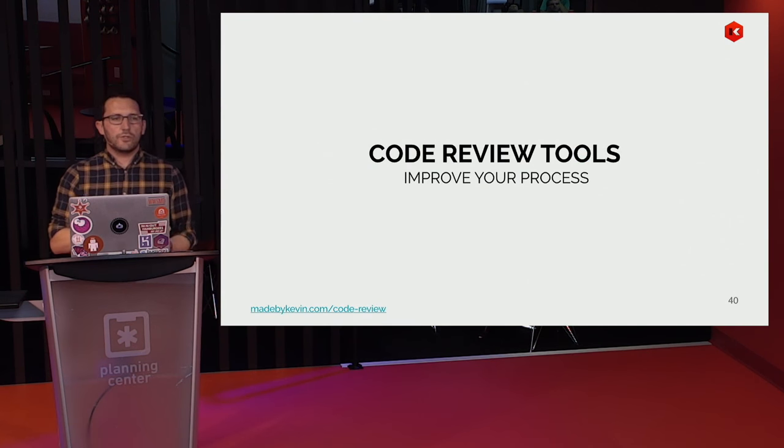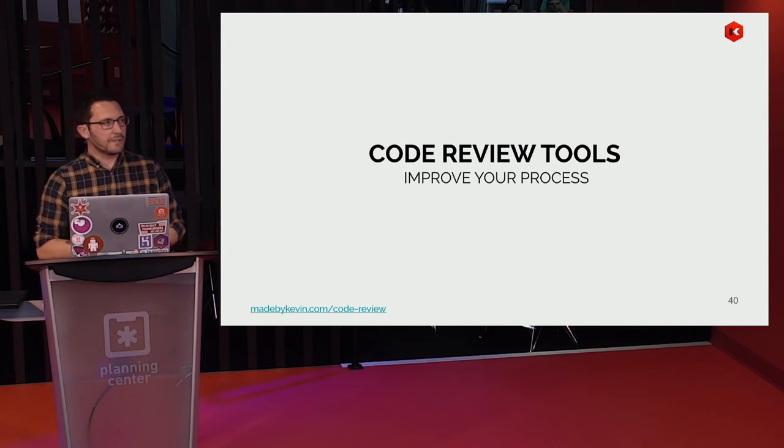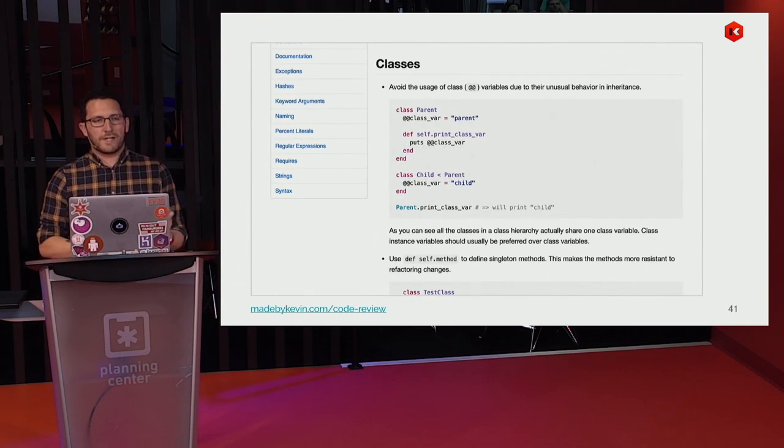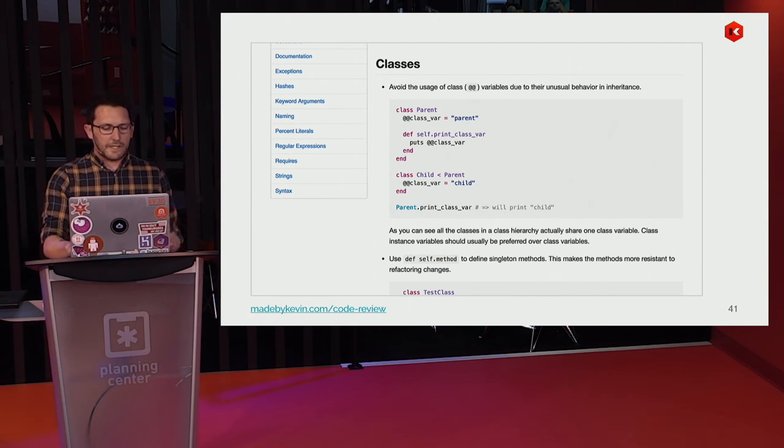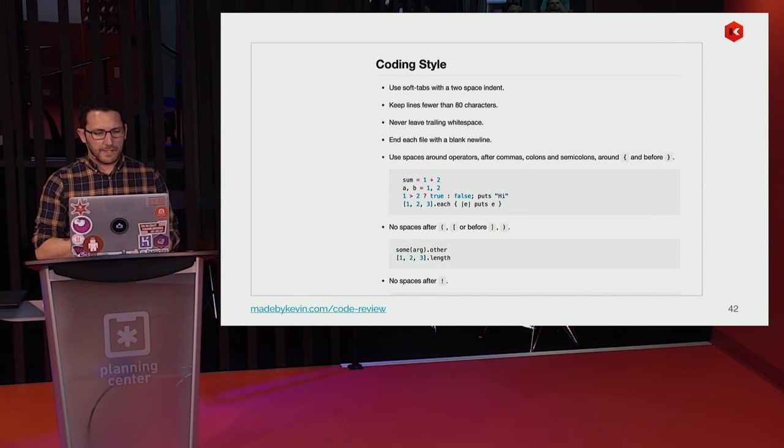So one of the first things you should do if you're trying to improve your code review process is implement some sort of style guide. So this is an example of the Ruby style guide that GitHub provides. It outlines best practices on things like syntax, naming conventions, and other general style rules. Another example of the same thing.